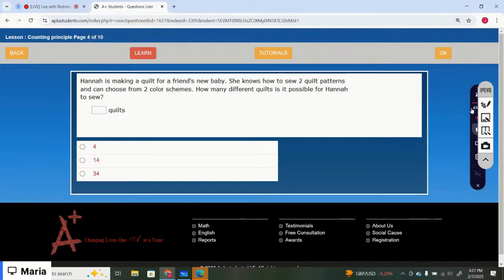Two times two, the correct option is four. So she can sew the quilts in four different ways. Option number one is the correct option.